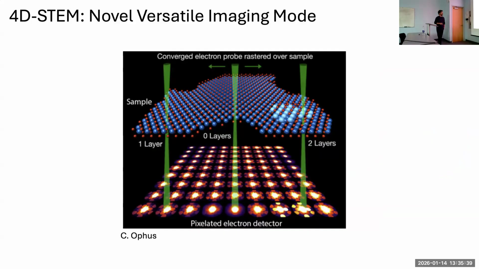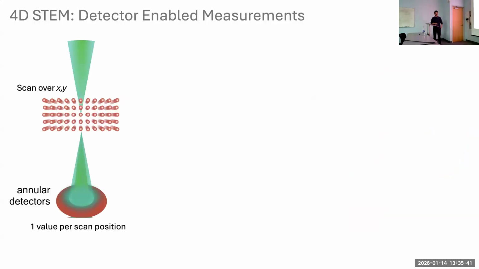So far I've focused on ADF STEM. It's just one imaging technique within the broad suite of techniques you can perform in the microscope. As a reminder, we scan our beam across the sample, and we integrate the signal over this ring shape for each scan position. So we end up with one number, intensity, per scan position. So it's a 2D image at the end.